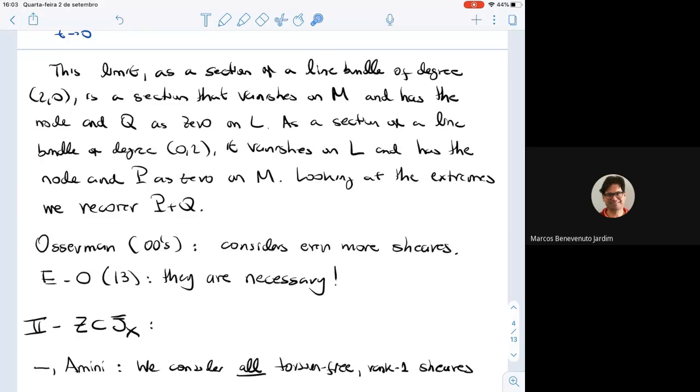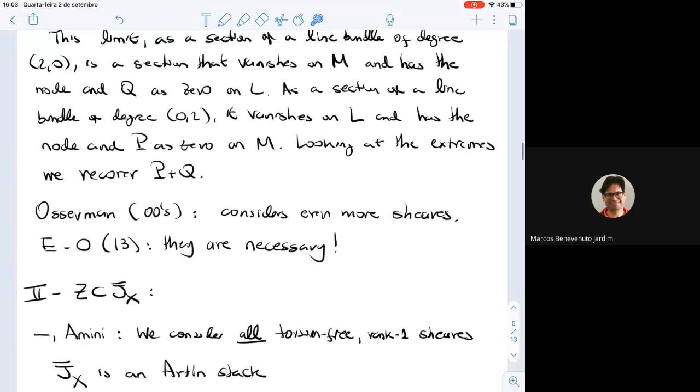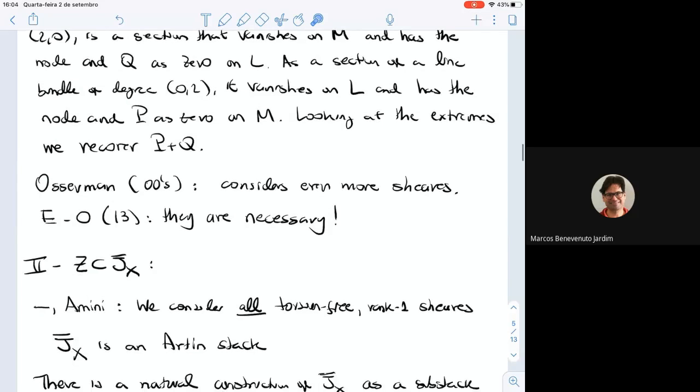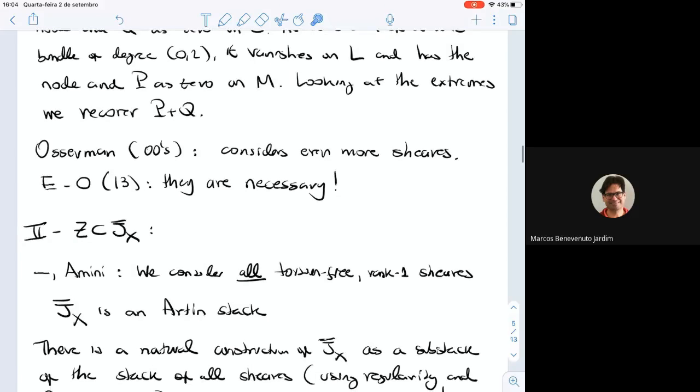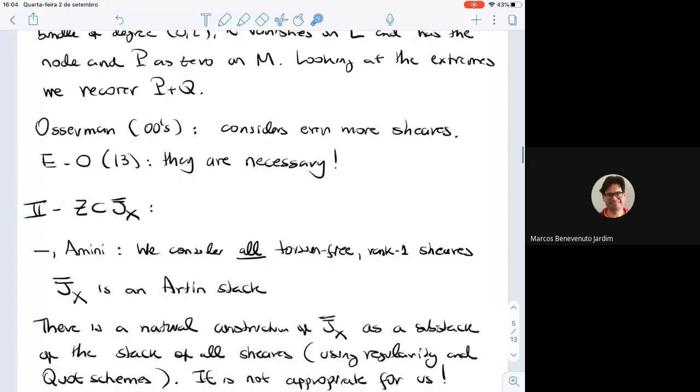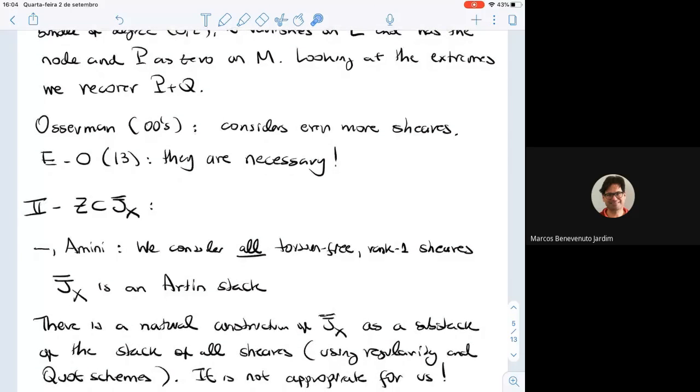Okay, so in order to explain what Z is, remember that J bar of X is a stack. And I don't know how to describe things inside a stack. I have to use an atlas. And there is a construction, of course, of J bar X as a quotient, but it's not appropriate for us. It's constructed as a substack of the stack of all coherent sheaves. And you can construct that using the notion of regularity and quot schemes.